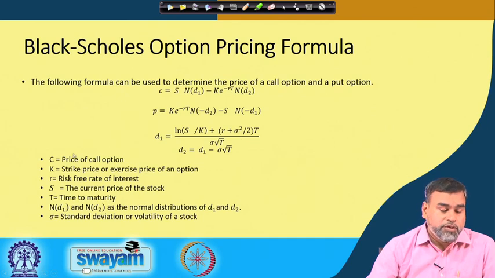So, here are the notations: C is the price of the call option, K is the strike price, R is the risk-free rate, S is the current price of the stock, t is the time to maturity, N(d1) and N(d2) are the normal distribution of d1 and d2, and sigma is the standard deviation or volatility of the stock. So, these are the notations and this is the formula.